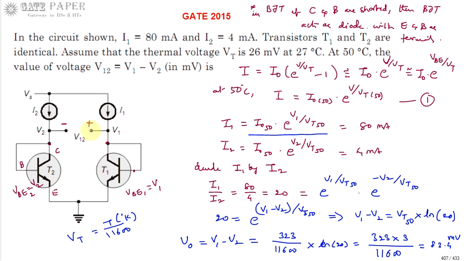So the V0 value is 83.4 millivolts. This is the right answer. So the voltage across terminals 1 and 2 is 83.4 millivolts.